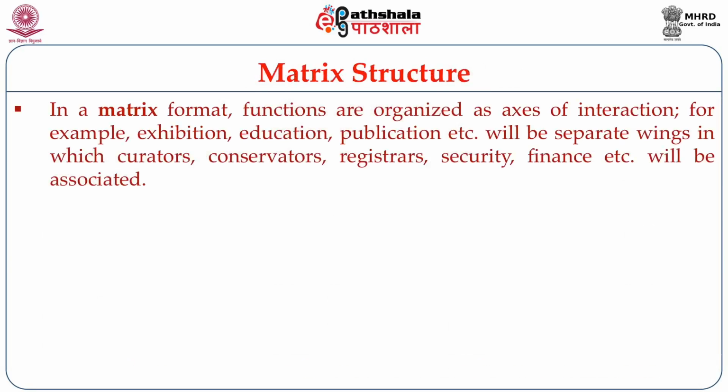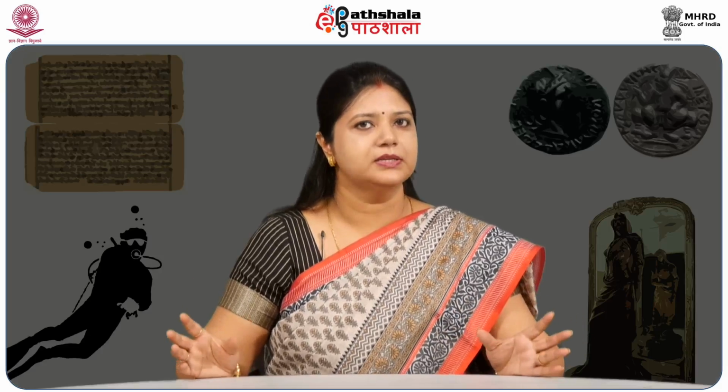The second model is the matrix structure. In a matrix format, functions are organized along an axis of interaction. For example, exhibition, education and publication are separate and individual wings. And curator, conservator, registrar and security communicate across all these wings. This is known as the matrix structure, where there are two or three pillars and the communication bodies.